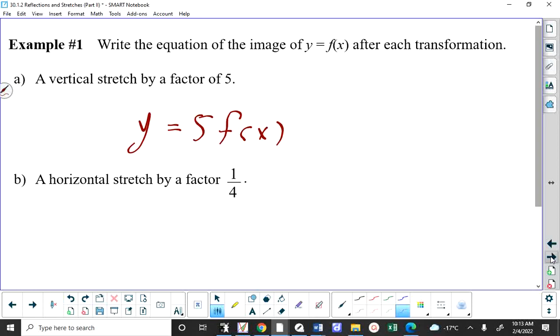Horizontal stretch by, I'll be clear here, and I don't know that you need to write this, A equals 5. Can you tell me what B is equal to? Think about what B is equal to in the second question here on the screen. Madison, do you know? It's 4. It's the reciprocal of a quarter. So since B is 4, it's y equals f of 4x.